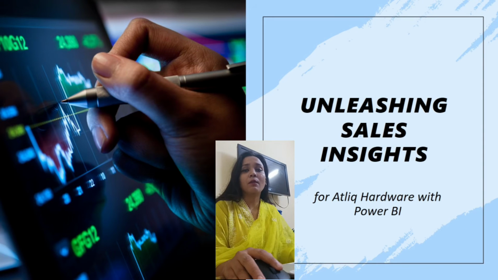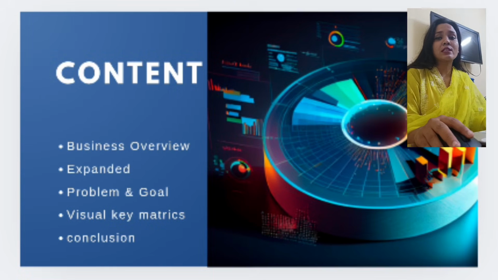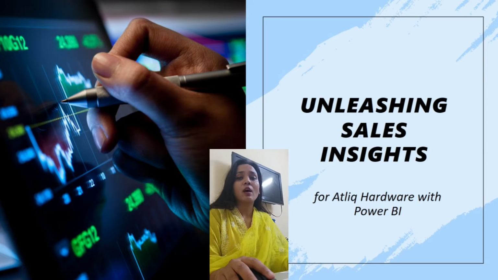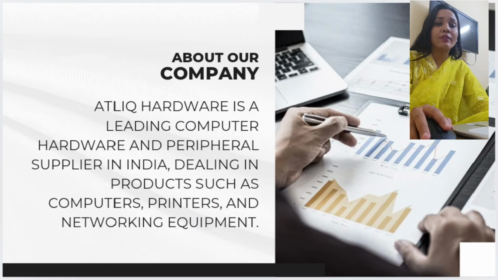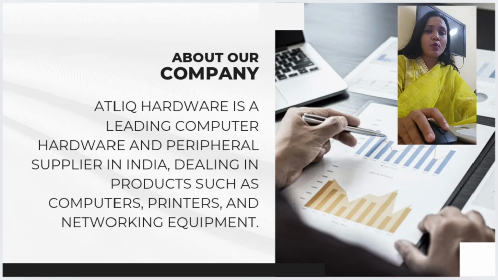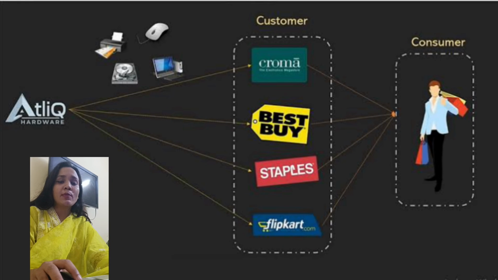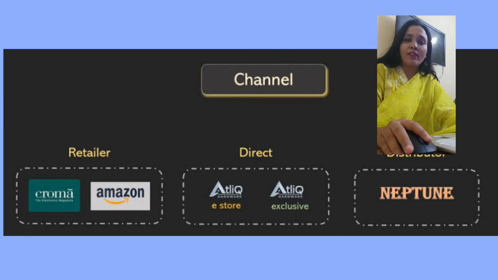Before showcasing the Power BI dashboard, we will discuss the company overview, the business model, the problems and goals, and so on. Let's start with the business overview. Atliq Hardware is a consumer electronics company that manufactures and sells computer hardware products such as laptops, monitors, mice, and other products. It sells its products to distributors, retailers, and e-commerce platforms, and also directly to individual customers through online and offline channels.